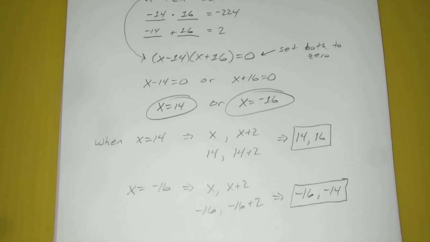So you have two separate sets. The one bracket would be 14, 16. And the other bracket would be negative 16, negative 14. Yep, exactly. I wanted to go over at least one like this one, because I know that one would have had a lot of questions. So it's two answers. Yep, you have two separate sets that will make this true.